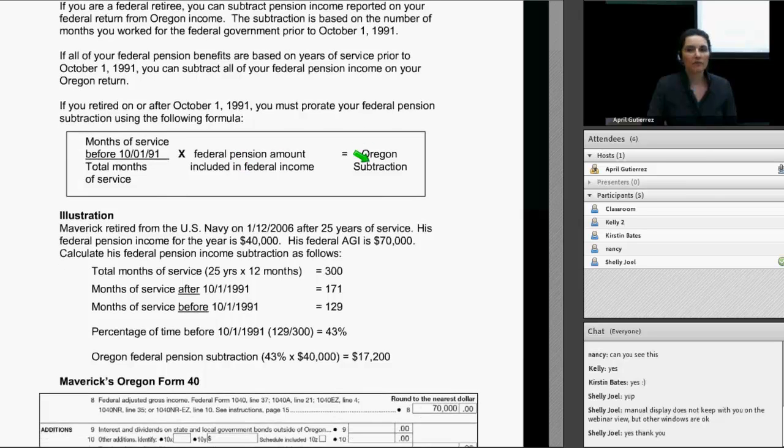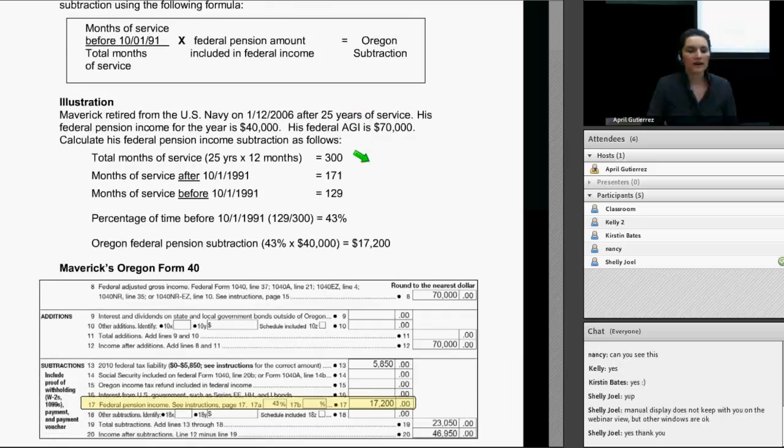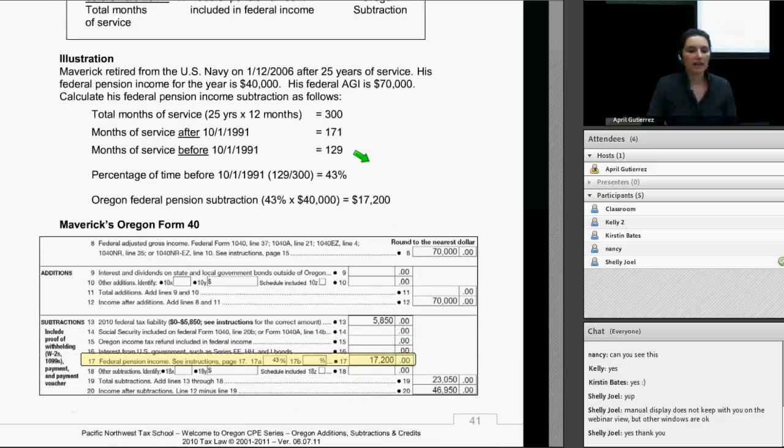You look at the months of service before 10/1/91 and divide that by the total months of service, and then multiply that number by the federal pension amount that you included in federal income. That will give you the Oregon subtraction.